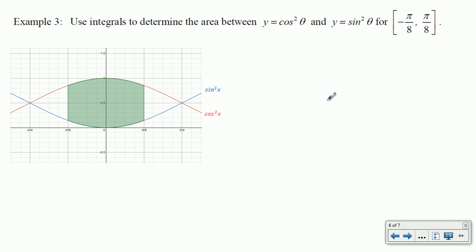So on to the last question of the day. Use integrals to determine the area between cos squared theta and sine squared theta for this interval, negative pi over 8 to pi over 8.